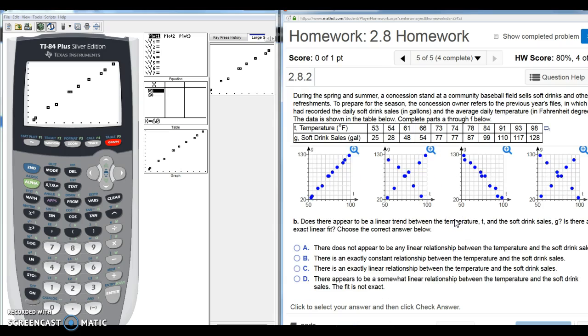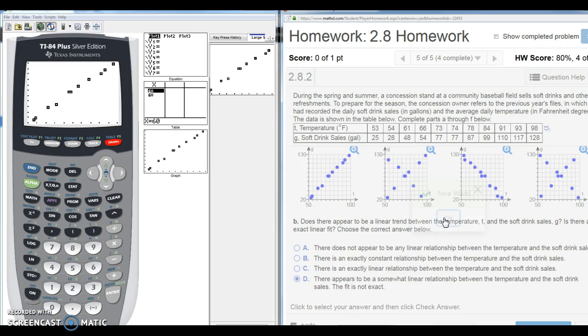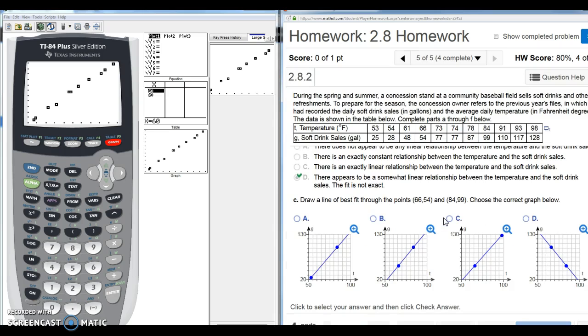Great. Does there appear to be a linear trend? Is there an exact linear fit? There does appear to be a linear trend, but it does not mean it's exact. And then it says draw a line of best fit through 2 points. So we're going to look for 66.54 and 84.99.